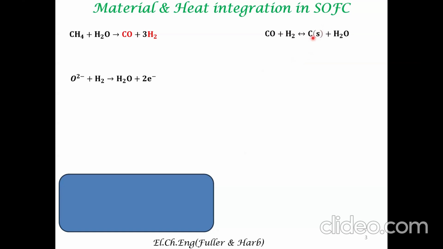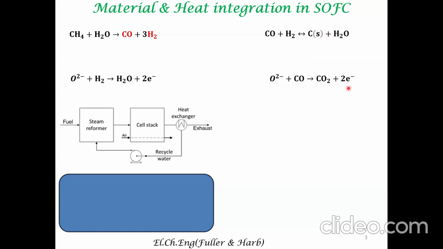There is an additional reaction because carbon monoxide can also act as a fuel. In this case, O2- reacts with carbon monoxide to form carbon dioxide and two electrons. Because H2O is an easily condensable vapor, one way to recycle back water is to use a heat exchanger. When you remove some heat, water vapor gets condensed as liquid water, and this liquid water can be supplied to the reformer to suppress this reaction.